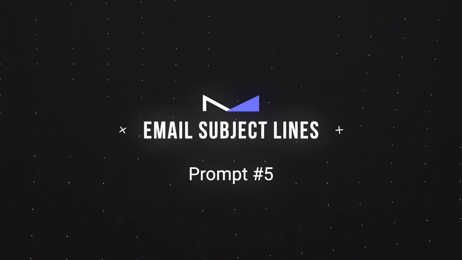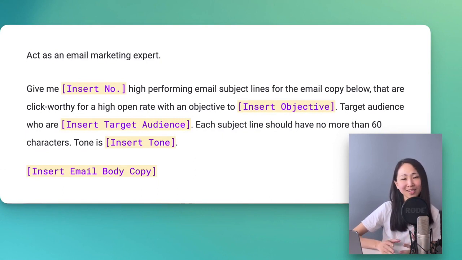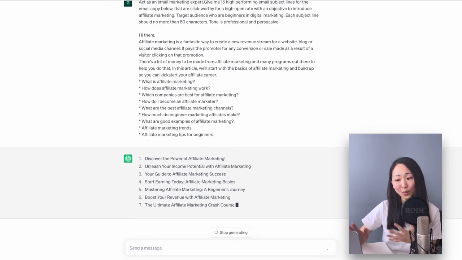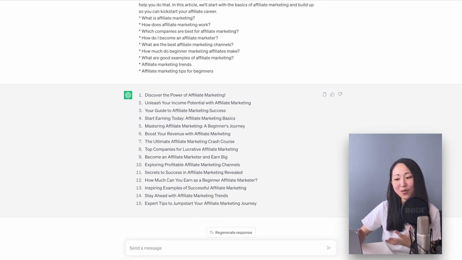When it comes to email marketing, your email subjects will almost determine the success or failure of your email campaign. People will only open your email when it's click-worthy. And this is the prompt I have used a lot in generating different email subject lines. Again, put in your email body copy to give more context to ChatGPT to draft more meaningful email subject lines. In just a few seconds, I already got a list of email subject lines to start with.